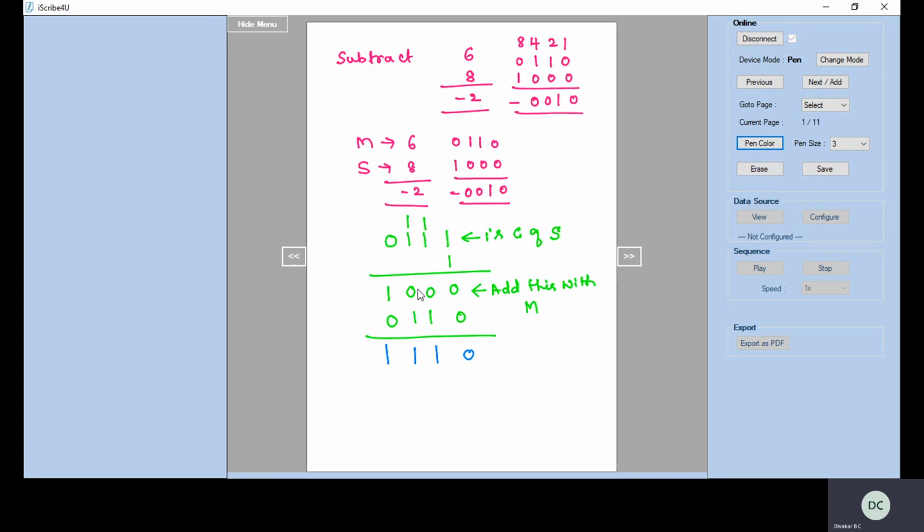For the result obtained, since we are dealing with the 2's complement method, take the 2's complement of the result obtained. First take the 1's complement, which is obtained by changing all 1's to 0's and 0's to 1's. Since we are dealing with the 2's complement, add 1. 1 plus 1 is 0 with a carry of 1, giving 0010. Then put a negative sign in front of it, which is the required answer.